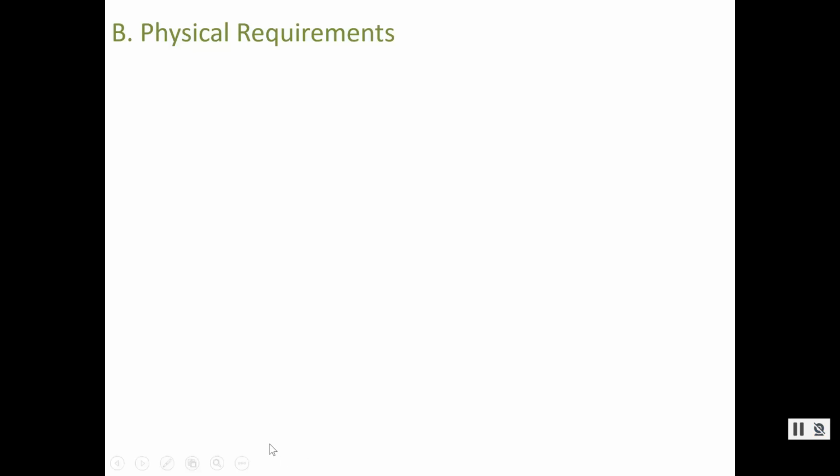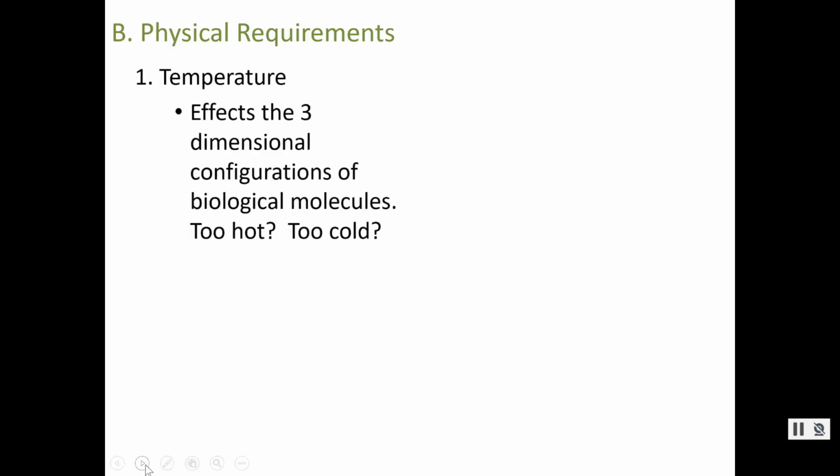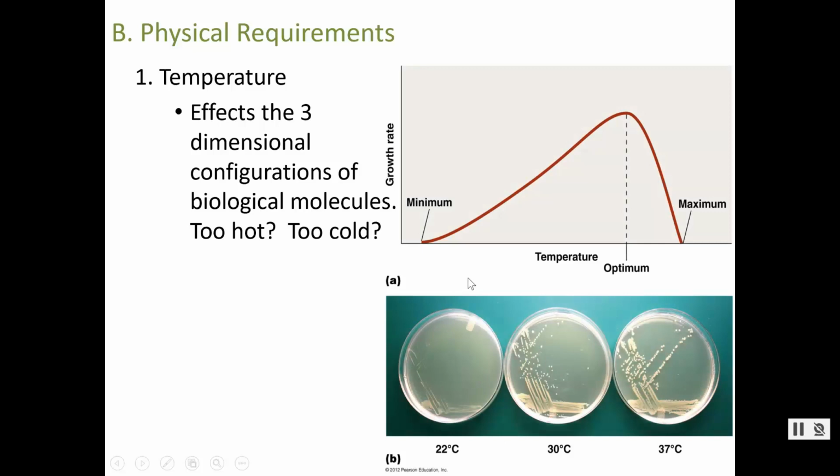So, physical requirements and the temperature that a microorganism can use. Well, we saw at the very beginning that there were those hot springs and those icebergs, and there were microorganisms growing on both. Not the same microorganism. Every single microorganism is going to have a growth rate or an optimum growth curve.